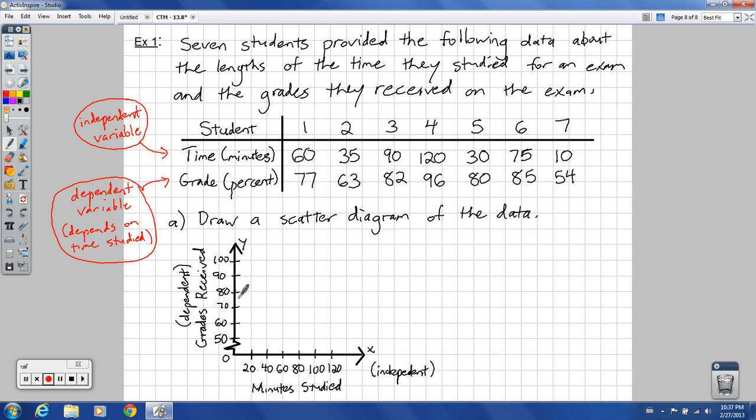And so let's plot these points. We've got 60 and we've got 77. So go to the right 60, go up 77. Halfway is 75, you're going to go a little bit higher than that, but definitely lower than 80. So that's about where that one should be. Next, 35, 63. So 35, this is going to be 30, so halfway in between 30 and 40, and then 63 right about there. Be careful with your drawings here. Draw it as best you can.